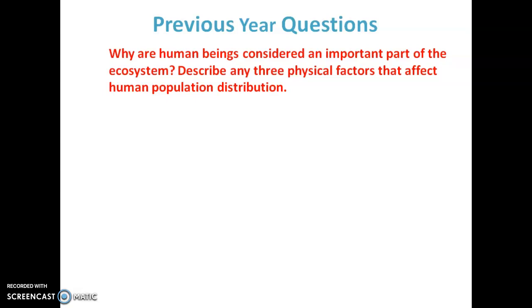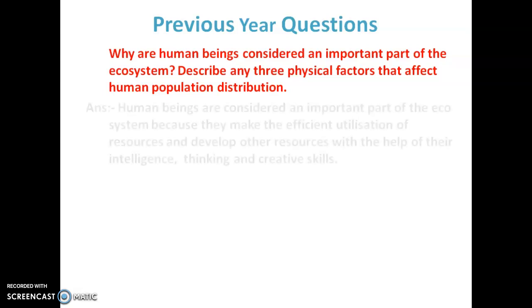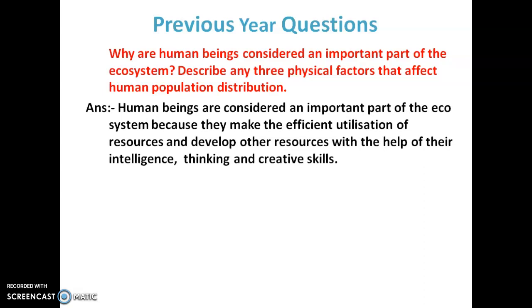So there are different reasons for which we are considered an important part of the ecosystem. For example, we have intelligence, and with the help of that intelligence, we make use of resources which are present. We also use our critical thinking and creative skills for efficient utilization of resources.